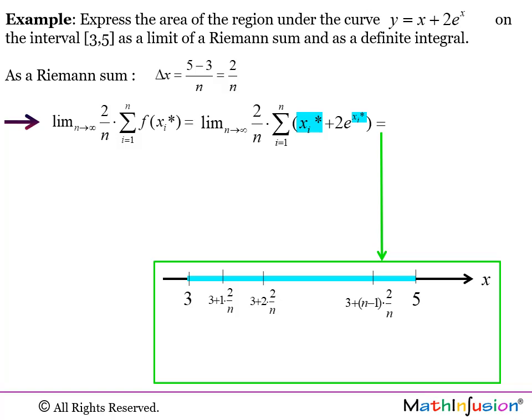I'm going to choose as my representative here, or if you want, as xi star, the endpoints from the right. So this is the first one, this is the second, and so forth. This is the one before the last one, and this is the last one. Now I need to find the rule and the pattern because I need to express those as something that has to do with i.